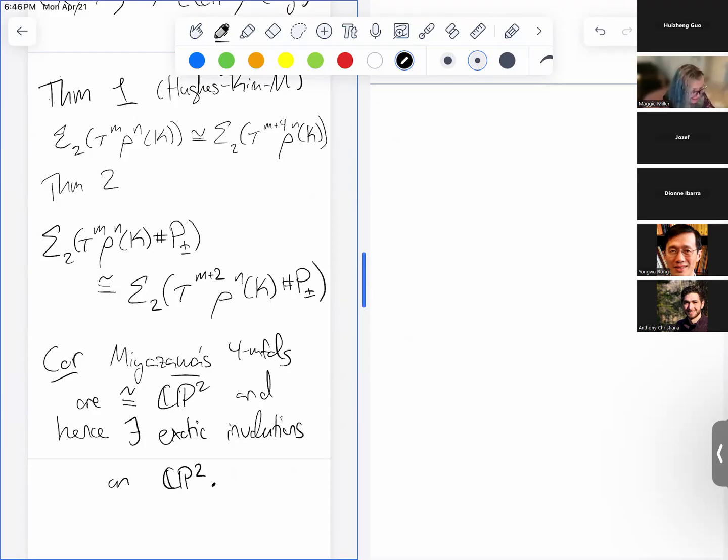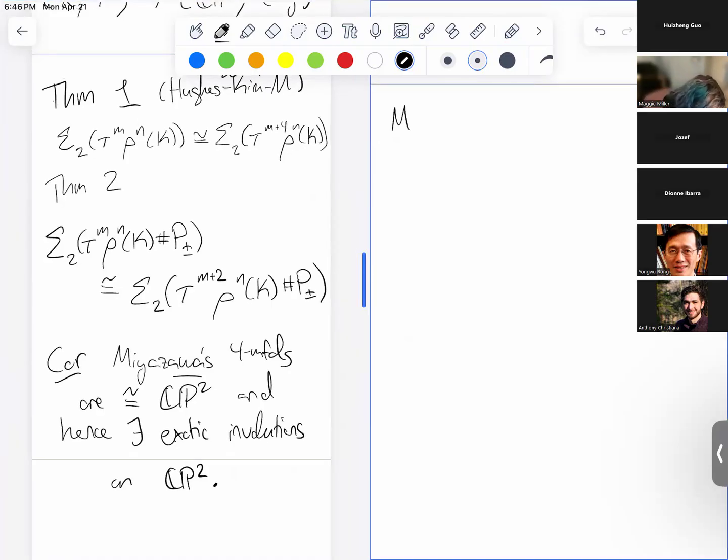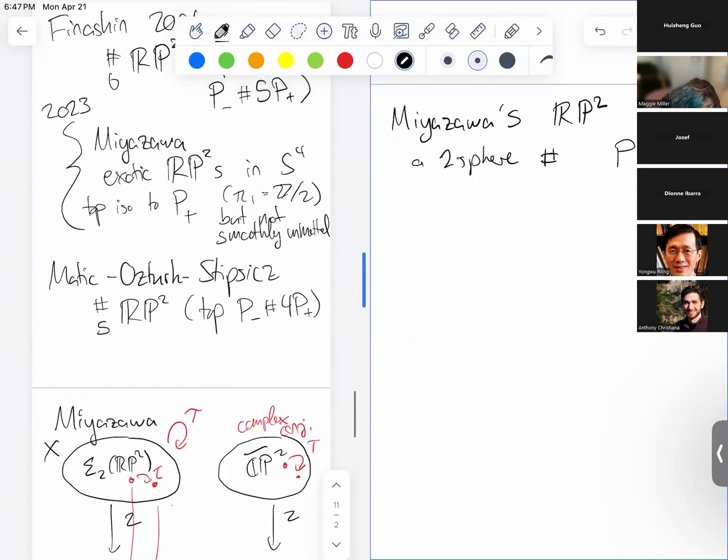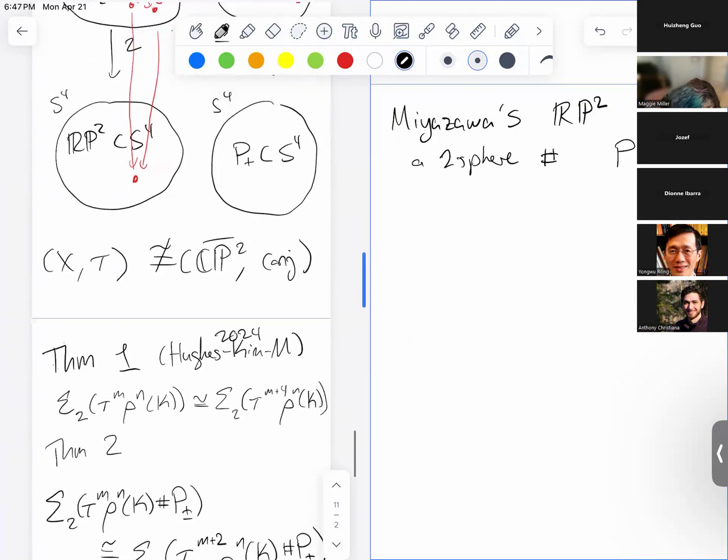But so his examples, I'll give you one example. He gives an infinite family, but I'll just tell you the first one. So Miyazawa's RP2. It's so simple that it's a connected sum. It's a connected sum of a sphere, so a two sphere, and just the standard unknotted RP2. Okay, so it's gonna be P, and then he was doing, I said P plus. I said P plus, yes.